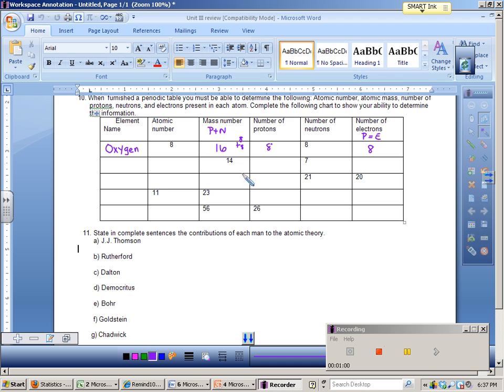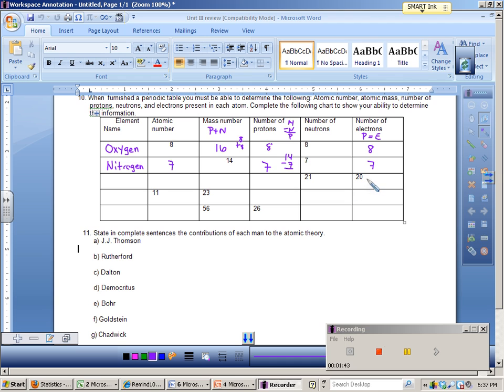Our next one says it has 7 neutrons and a mass number of 14. Well, if we have a mass number of 14 and we subtract the 7 neutrons, we know then we have 7 protons. Because remember, this will be mass number minus neutrons in order to get protons. If I have 7 protons, I know my atomic number is 7. Therefore, I can go to the periodic table and look up a number 7, find out that is nitrogen. Since we have 7 protons, we know we also have 7 electrons.